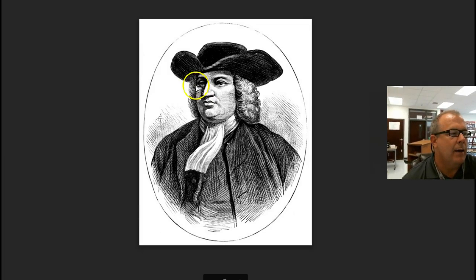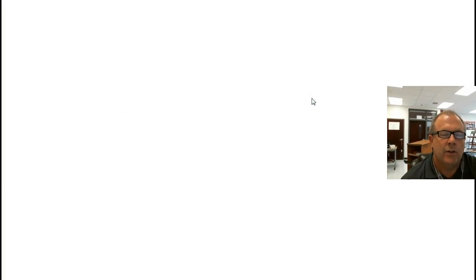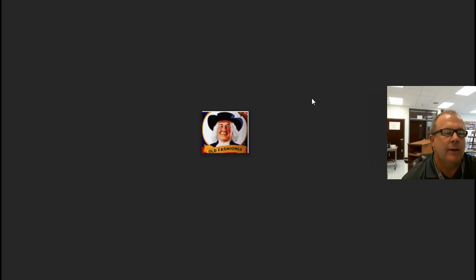Pennsylvania was the second of the two colonies that we're going to talk about in the Mid-Atlantic region. It was founded by William Penn. The original reason why he founded Pennsylvania was as a religious haven, a safe place for Quakers.